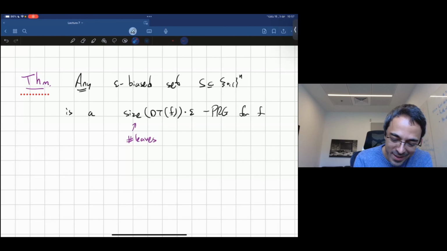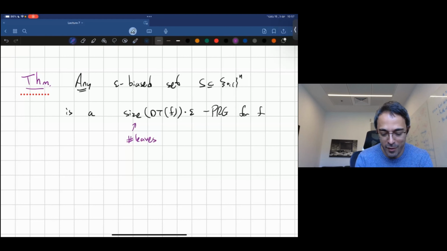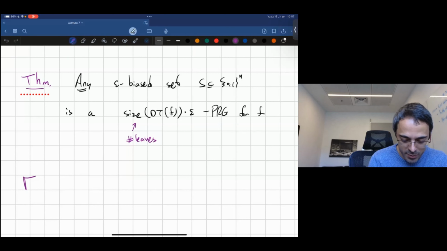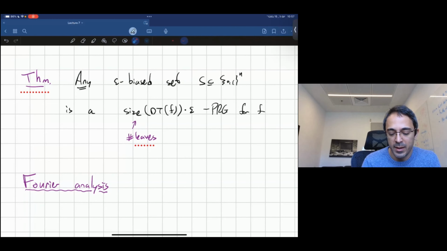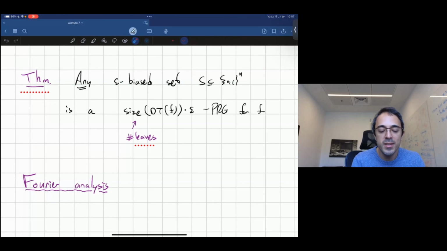Okay, so the way we will prove this theorem and other theorems, this is just an example, is using Fourier analysis, which of course we'll talk about after the break, but I'm not going to start it in 2 minutes. But essentially what's going to happen is that we are going to express any function on the Boolean cube, from {0,1}^n to {0,1}, using the linear functions, the parity functions, or if you want, the characters of the Boolean cube as a group.